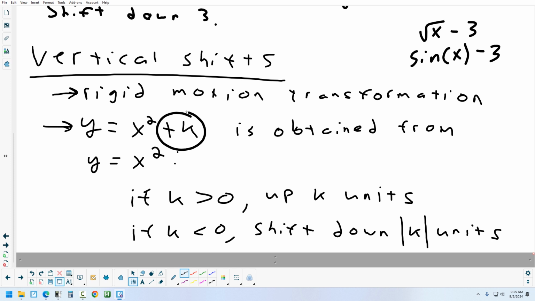Any question on vertical shifts? Yeah, just sign out for me.